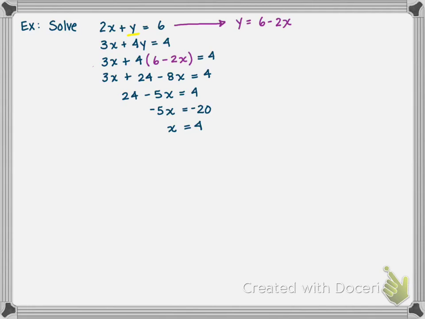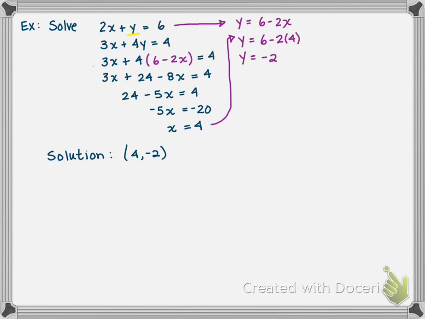And now to find y, we'll go right back into our first equation again, and we have y equals 6 minus 2 times 4. So y equals -2. So our solution is going to be (4, -2).